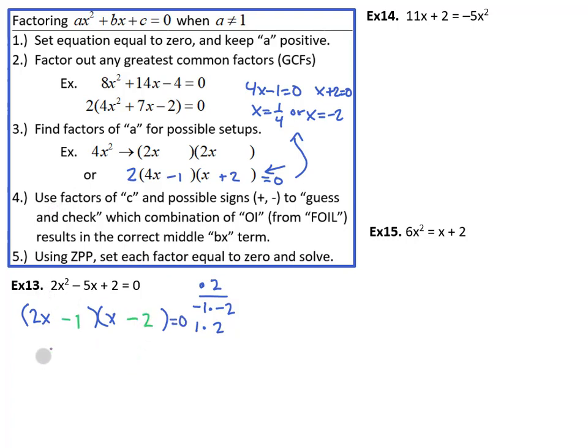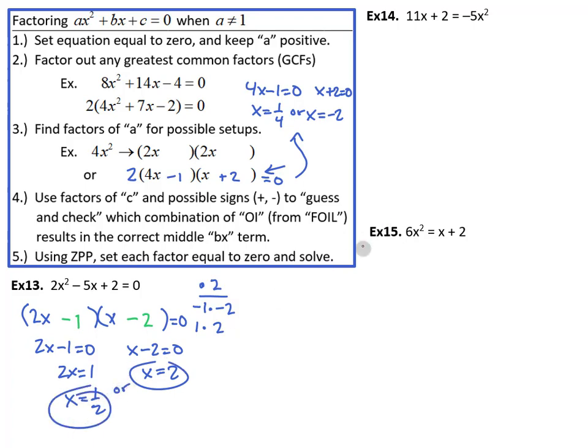All right, if you came up with this, 2x minus 1 and x minus 2, I also noticed I forgot to write my equals 0, then you did a pretty good job. And if we set each of these factors equal to 0, here we're going to get 2x equals positive 1, and dividing by 2, we get x equals 1/2. Here, when I set x minus 2 equal to 0, we get x equals 2. Our two possible solutions are positive 2 and positive 1/2.